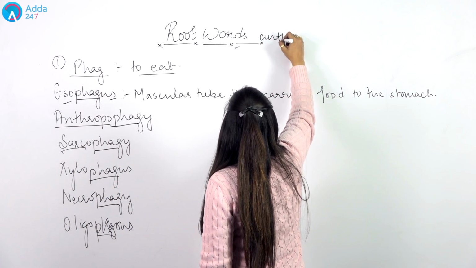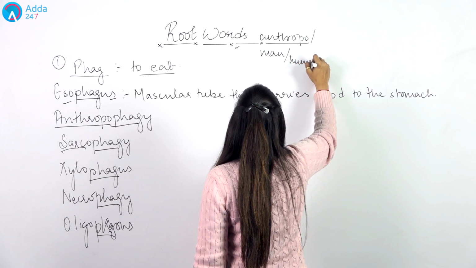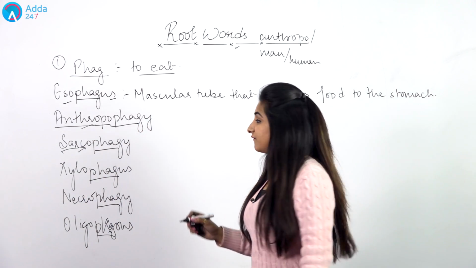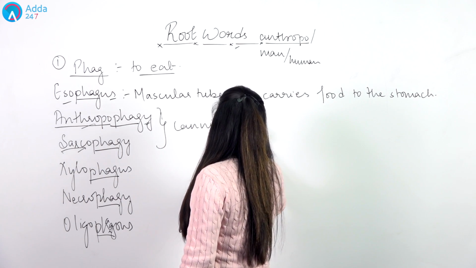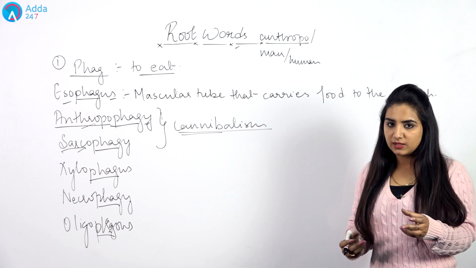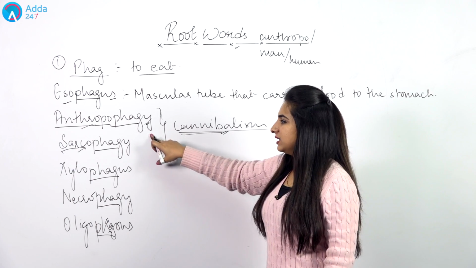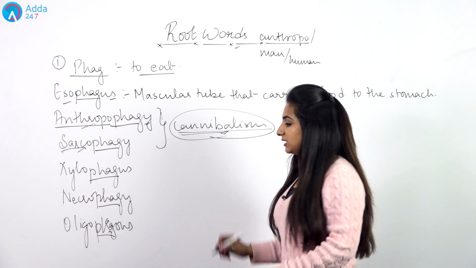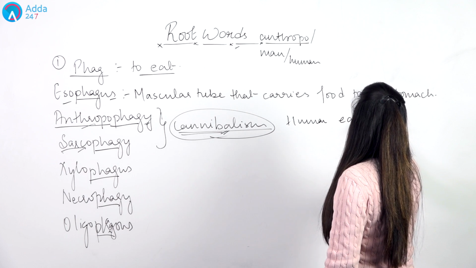Next is anthropo or sarco. Anthrop or sarco, as I have told you already, define man, human, people, right? So both of them define man, human or people, and then you have phagy written with it. So this means nothing but cannibalism. Cannibals are the people who eat humans. So when I say sarcophagy or anthropophagy, this is cannibalism, that means human eating human.